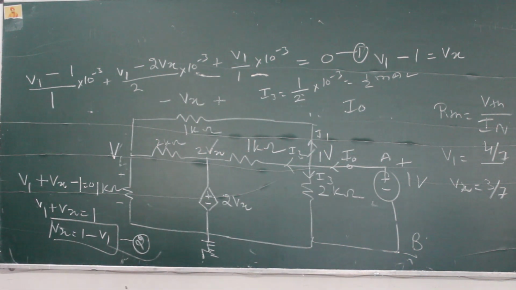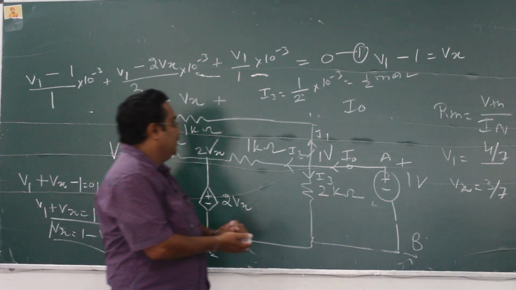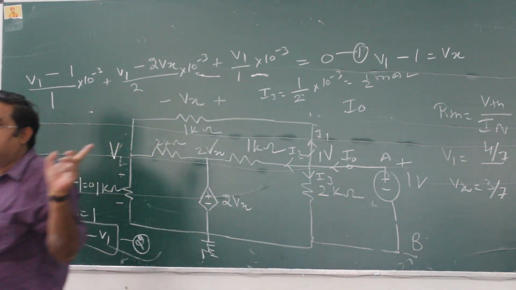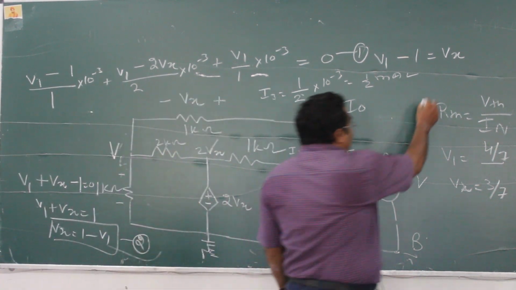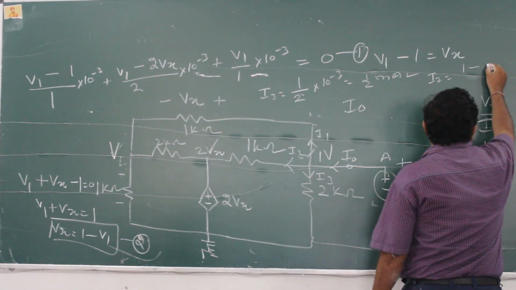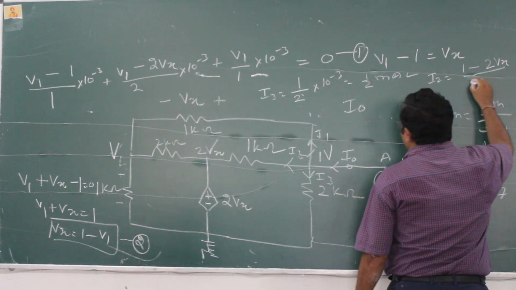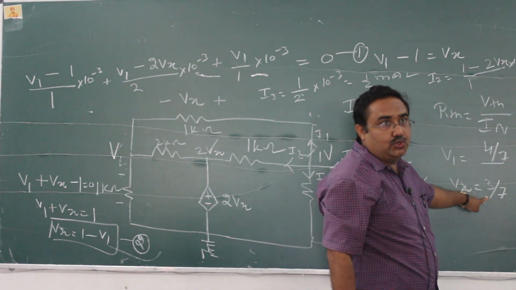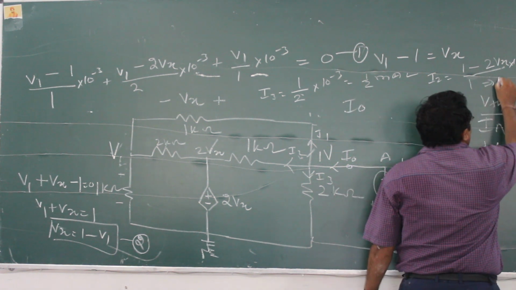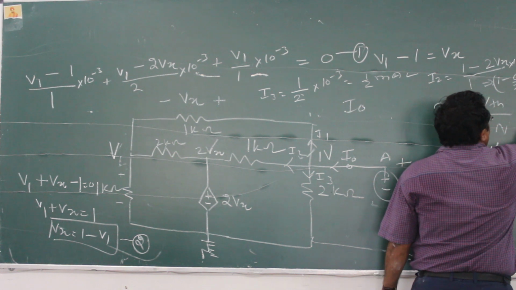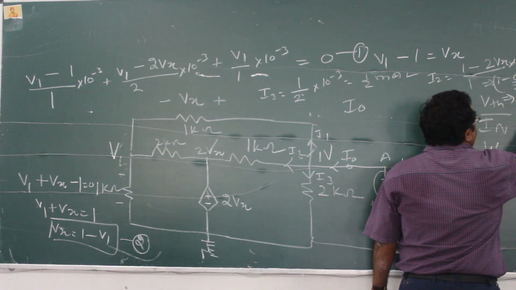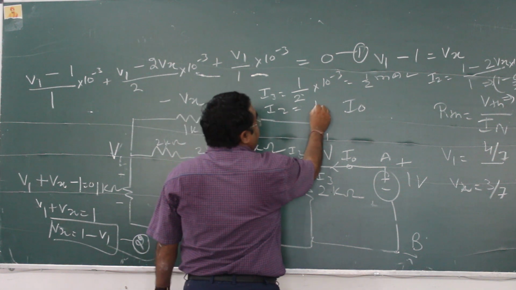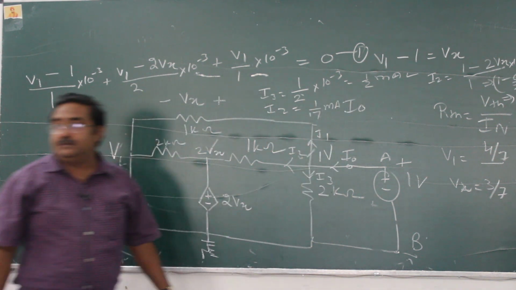What about I2? I2 is nothing but 1 minus twice Vx divided by 1 kilo ohm. Do you agree or not? Okay, so I2 will become how much? 1 minus twice Vx upon 1 into 10 raised to minus 3. Vx is how much? 3 by 7. So it will become 6 by 7. So it will become 1 minus 6 by 7 milliampere. That is how much? 1 by 7 milliampere. So I2 you have got 1 by 7 milliampere. Any problem so far?